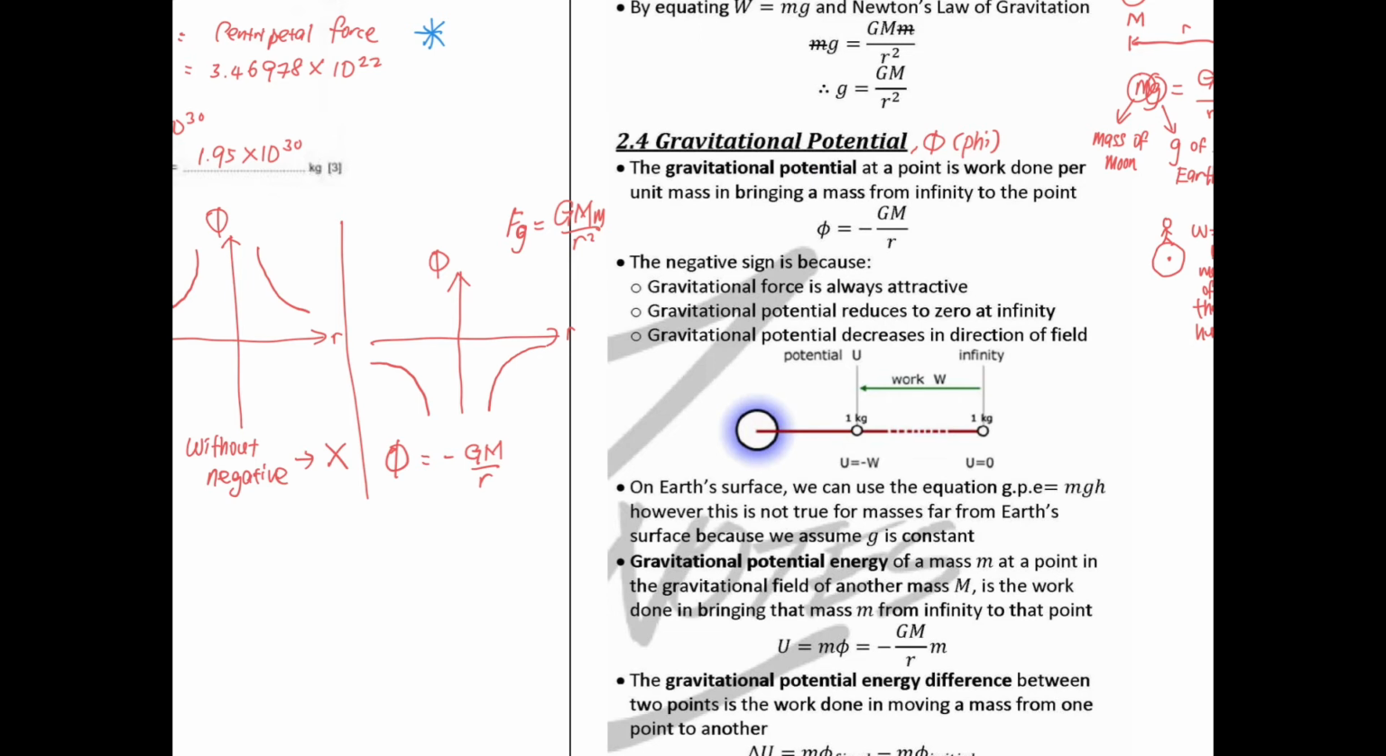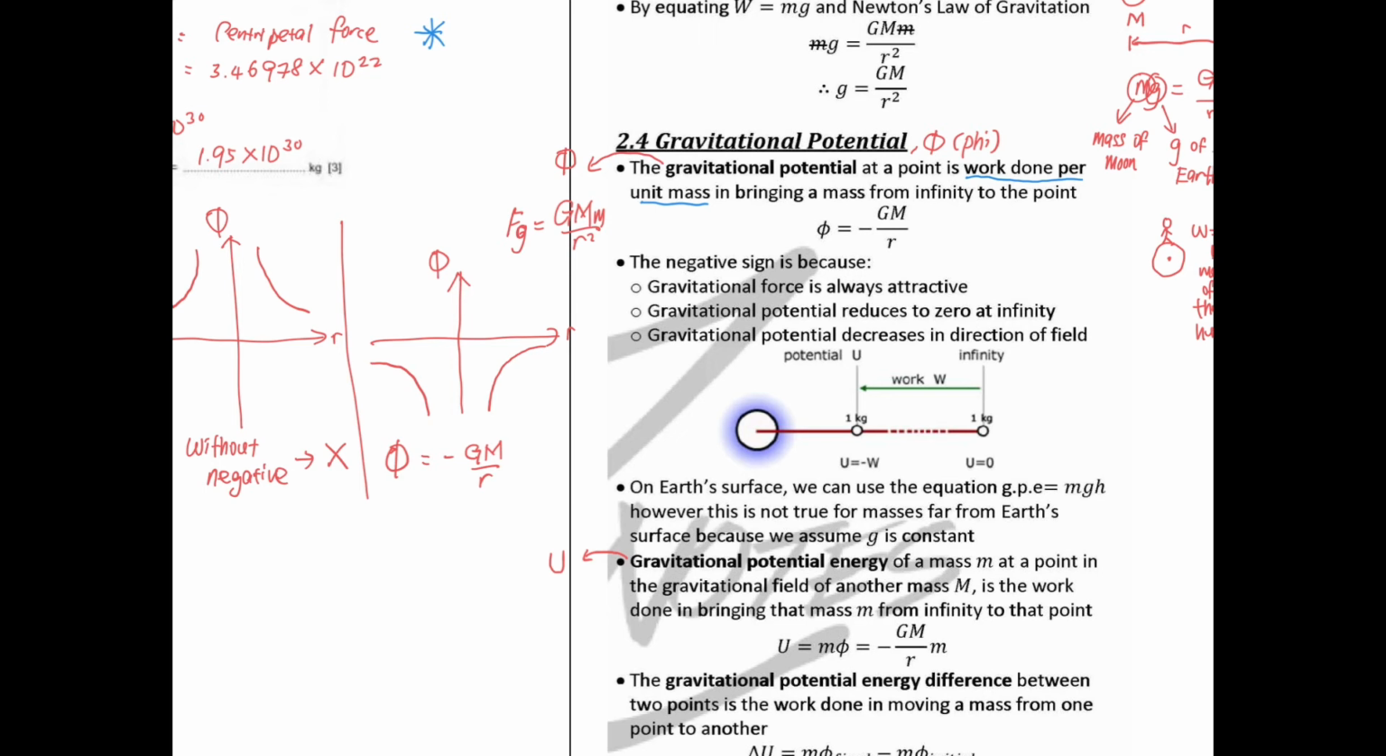First of all, the symbol that we use is different. For gravitational potential energy we use U, and just now for the gravitational potential we use phi. There is a small difference between these two. The difference is, gravitational potential is work done per unit mass. Per unit mass means per kg.